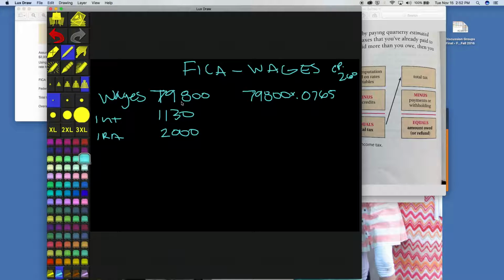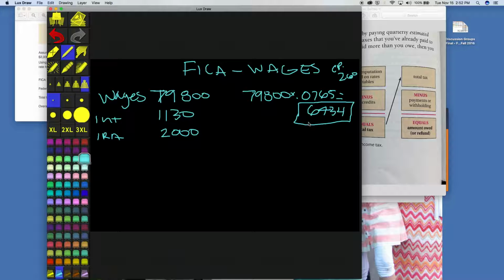Okay, so I'm just going to write down these numbers and pretend I did all the calculations for you. So FICA was 6,434. I've got to remember this, because in the end I'm going to have to add it on to the taxes I've paid.